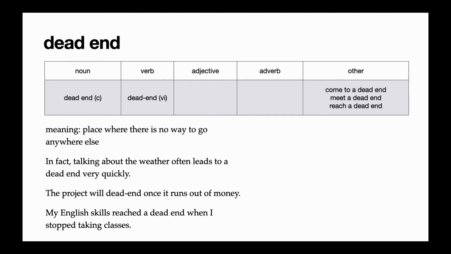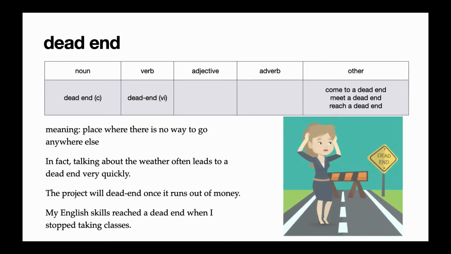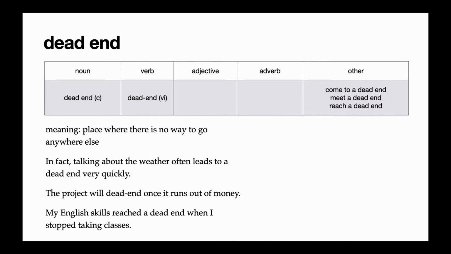Our next phrase is dead end. Dead end is a noun phrase that means a place where there is no way to go anywhere else. You often see these signs when you're driving. You come to a road that is a dead end. That means you cannot go through this road. You will have to turn around and go back the way you came from. In the reading, we said, in fact, talking about the weather often leads to a dead end very quickly. That means when you're talking about the weather, sometimes you can't talk about anything else, and your conversation just stops.